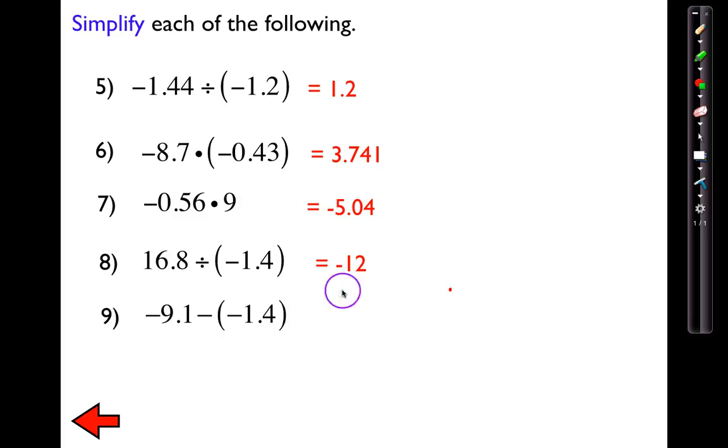And for number 9, hopefully you weren't fooled. This is a subtraction problem, so you have to go back to, are there more negatives, are there more positives, and you have to add the opposite. So here I'm going to say the difference is -7 7/10. And that is it for today.